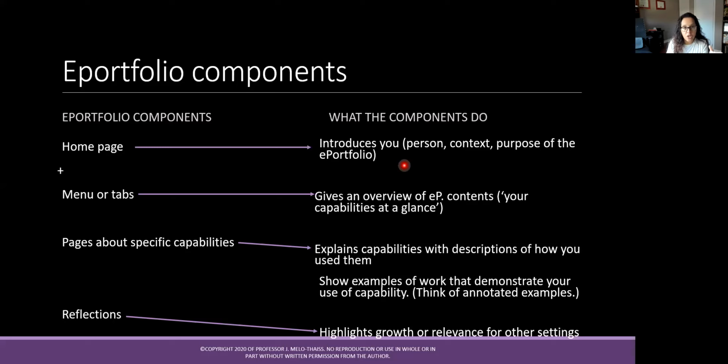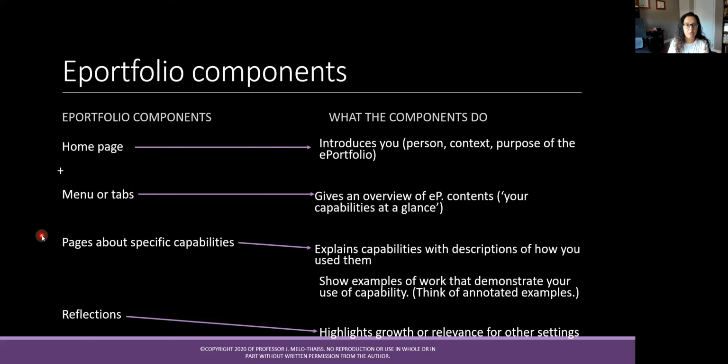There should be a headshot there, a professional headshot. What is the purpose? What is the context? So this is kind of like background information for your audience. And then there should be some kind of menu or tab system, right? So it's kind of like, here's a menu that shows your contents at a glance. It's something very easy for your reader to look at.